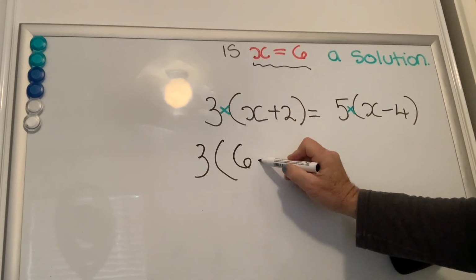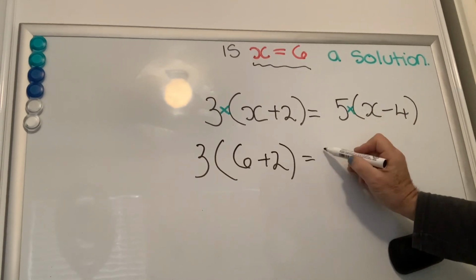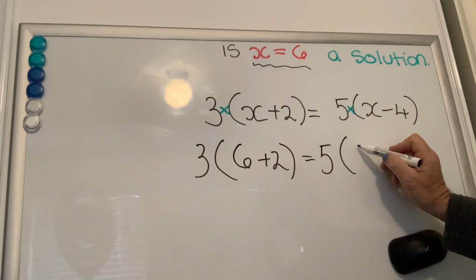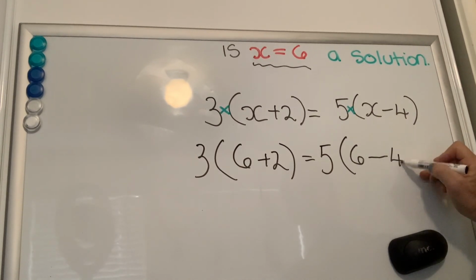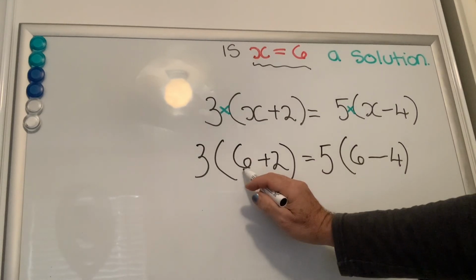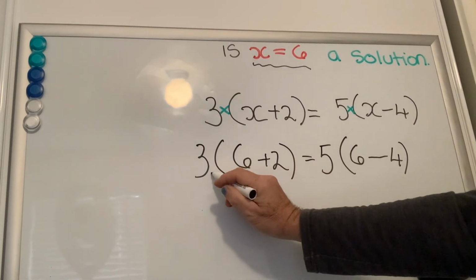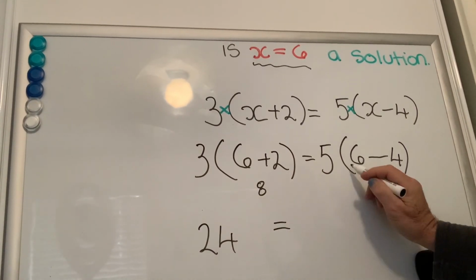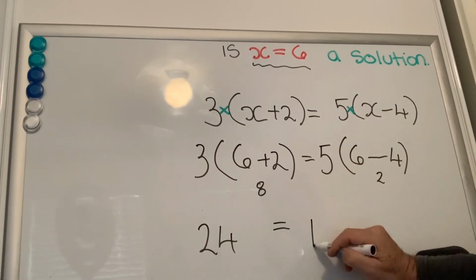6 plus 2 equals, and leave the 5 there for the moment if you like, and we replace this x with the 6, take away 4. So we can say in here 6 plus 2 is equal to 8. 8 times 3 is 24. Here 6 take away 4 is 2. 2 times 5 is 10.